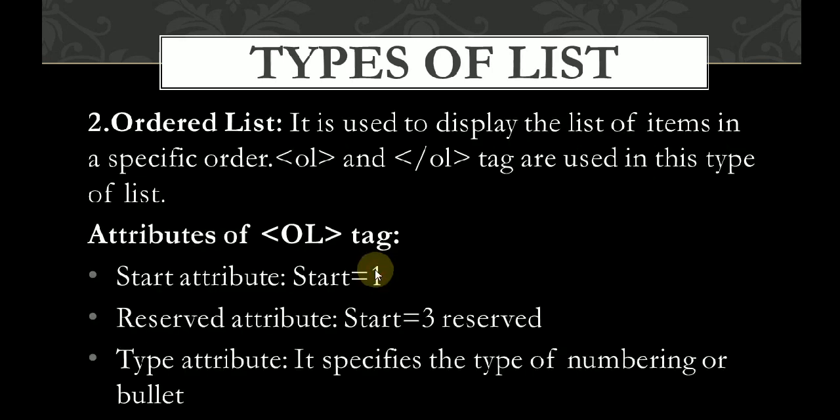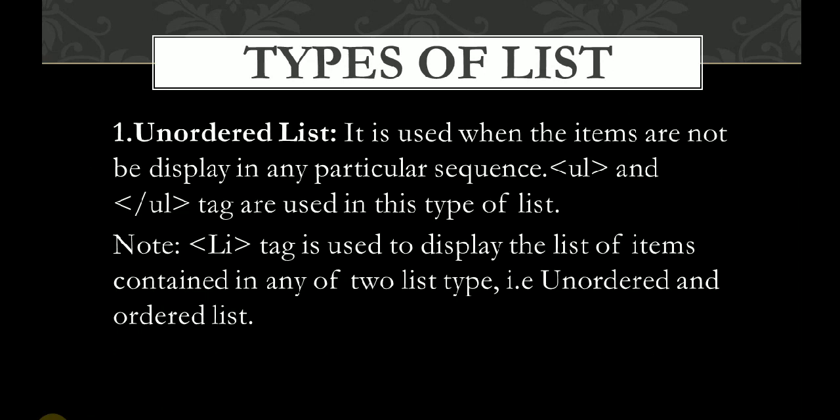In an unordered list, it is used when the items are not to be displayed in a particular manner. If you don't want to show your items in a particular manner, at that time we use the unordered type of list, like a list of stationery items like pen, eraser, pencil, clipboard, etc. It doesn't need any type of sequence. For that time we use the unordered type of list.